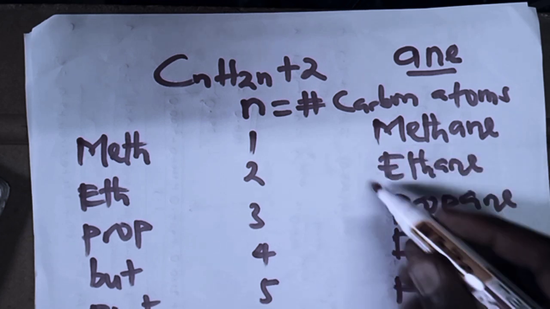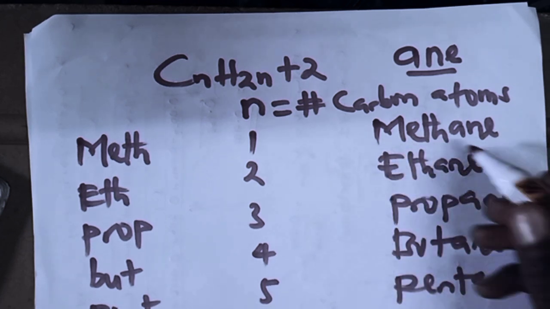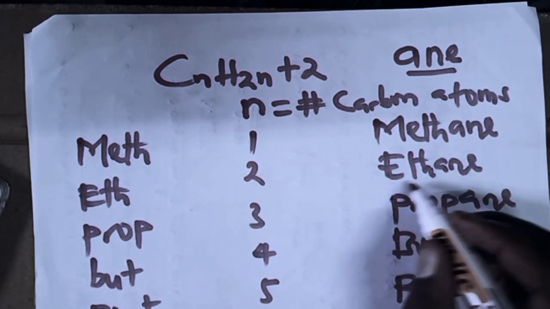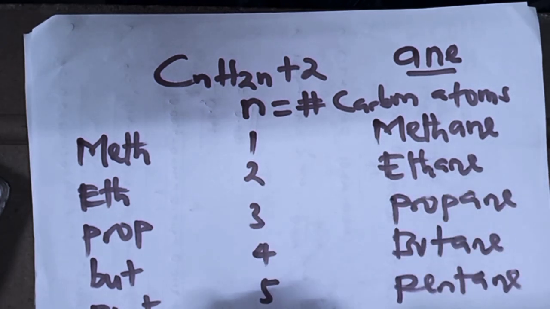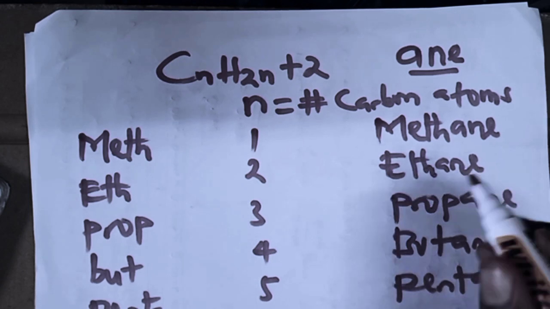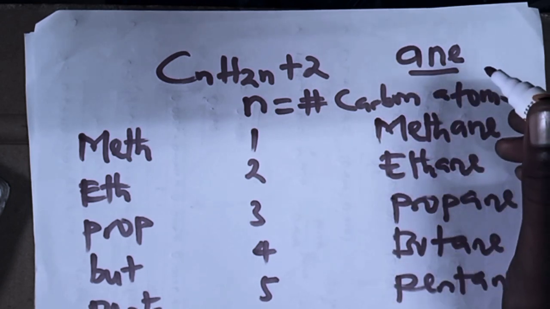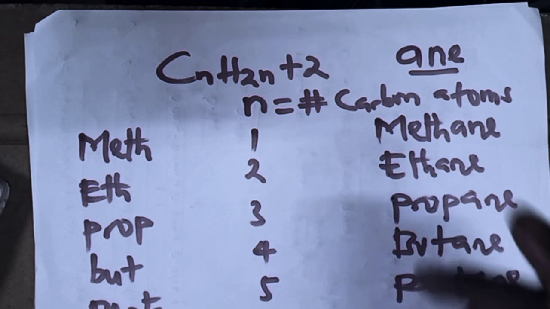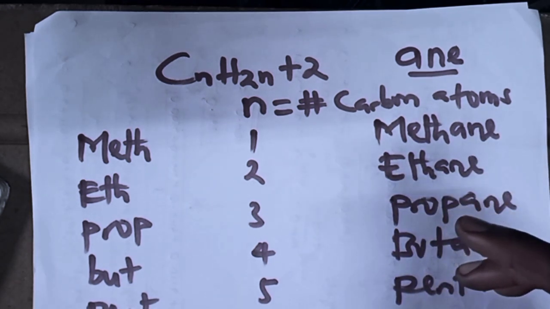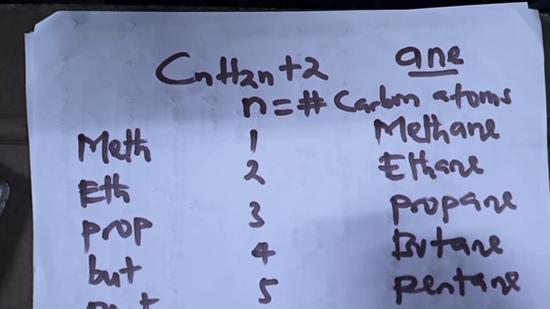So if you are told how many carbon atoms are in ethane, there are 2, because of eth. And how do you know that it is an alkane? There is A, N, E. If it is alkene, it is E, N, E. That's a different issue also. So in this case, these are alkanes.